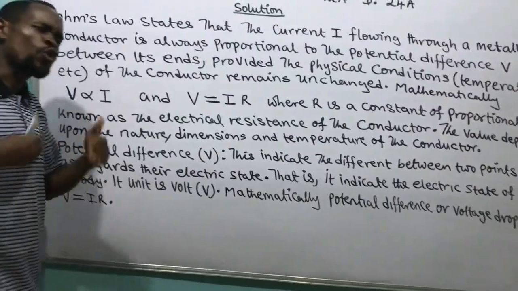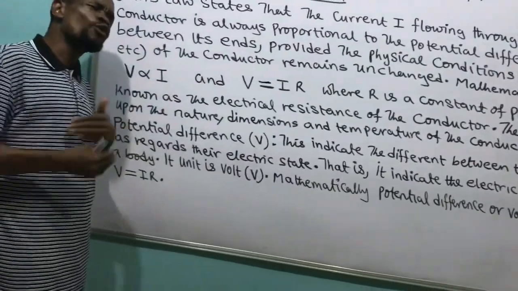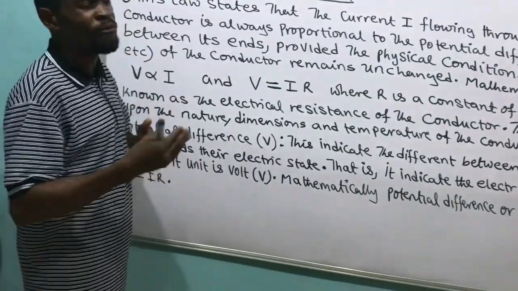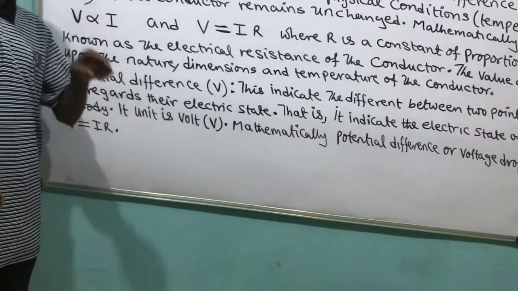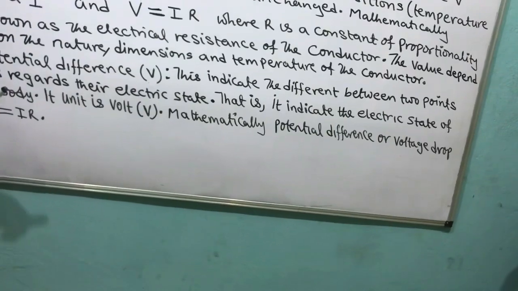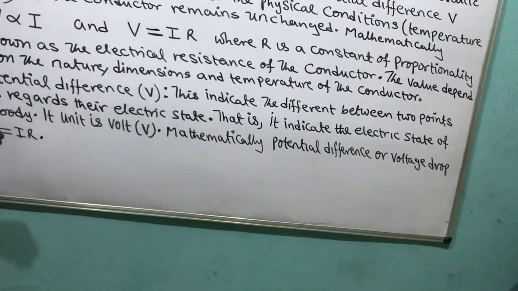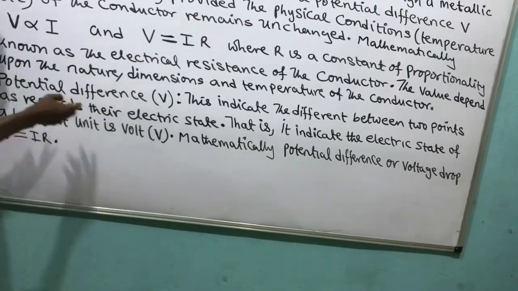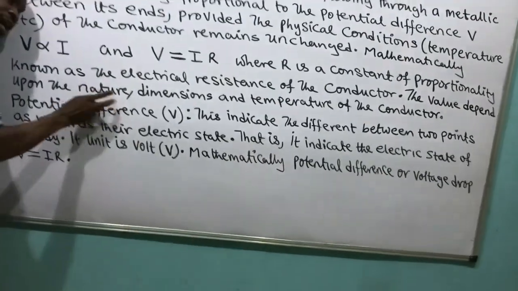Then if you now use copper, you have more resistance compared to silver. Then if you use aluminium, it will give you more resistance compared to copper. Therefore, we said it depends on their nature. Have you seen where the nature comes in?